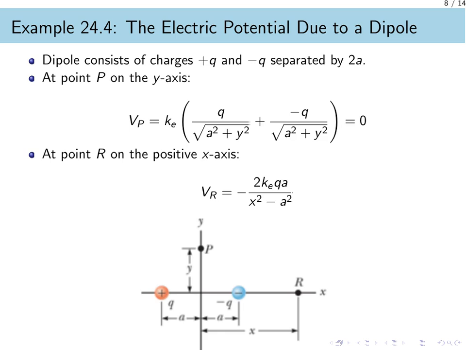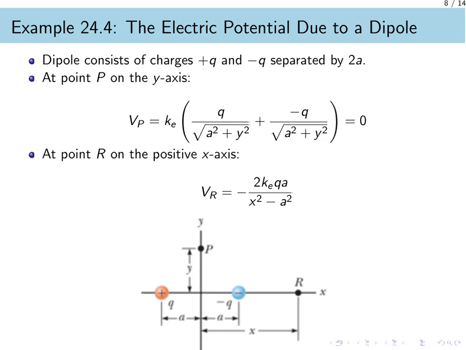Let us apply our equations to an electric dipole. A dipole consists of a positive charge q and a negative charge minus q, separated by a distance of 2a. First, we calculate the potential at point P on the y-axis. Since P is equidistant from both charges, the positive and negative potential contributions cancel exactly, making the potential at P equal to 0.